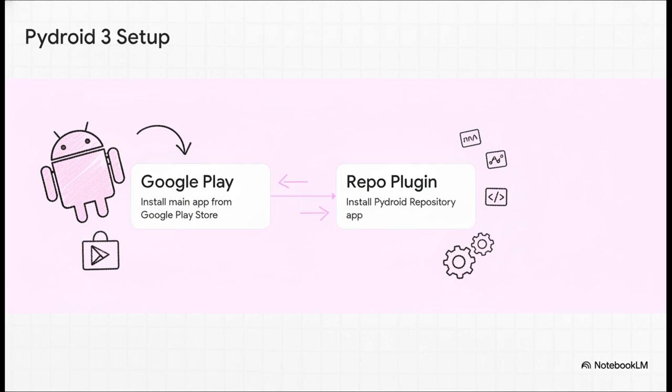For our Android users, well, your setup is just as easy. You'll head over to the Google Play Store and search for Pydroid 3. Go ahead and install that main free app. But, and listen up because this is a really important step, you also need to install a second companion app called the Pydroid repository plugin. You're going to need this later to easily install extra coding packages for our lessons, things like NumPy or Matplotlib.